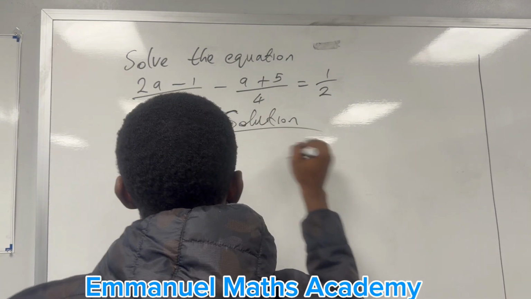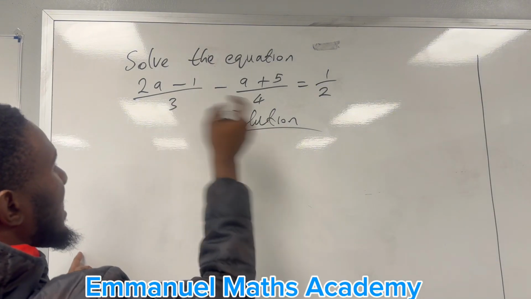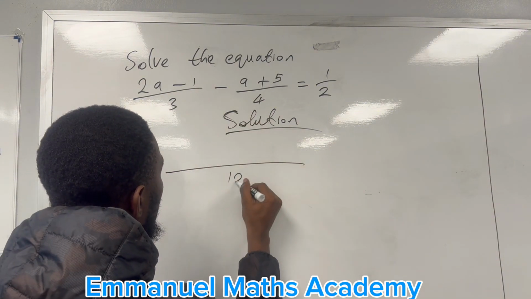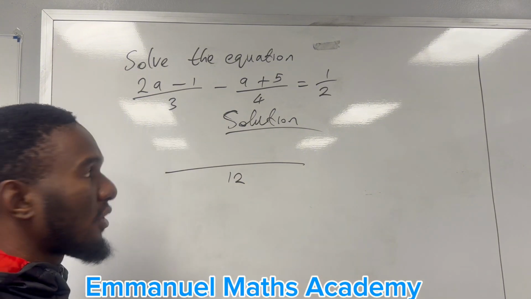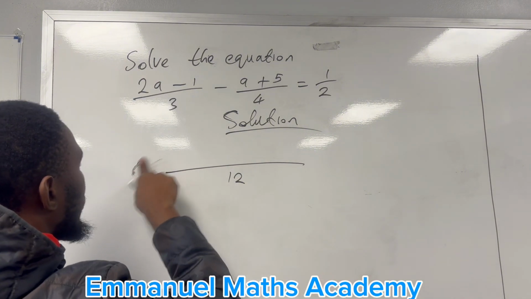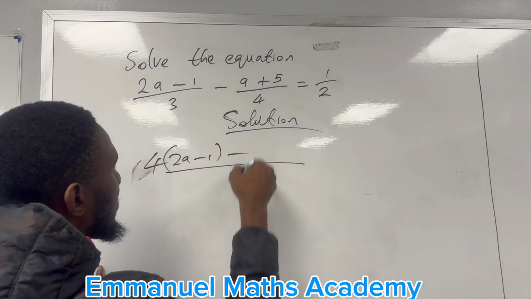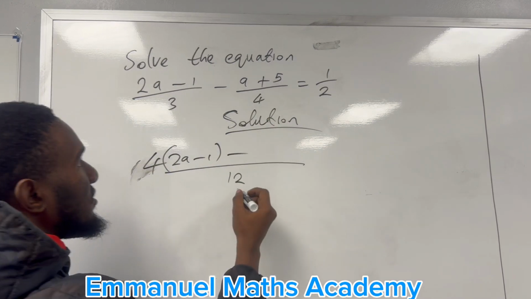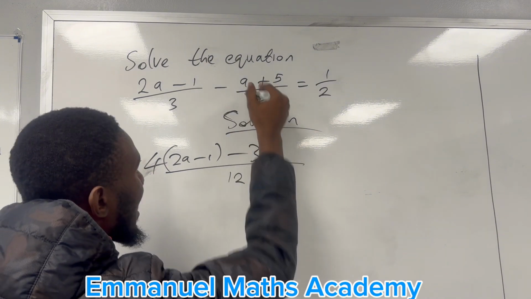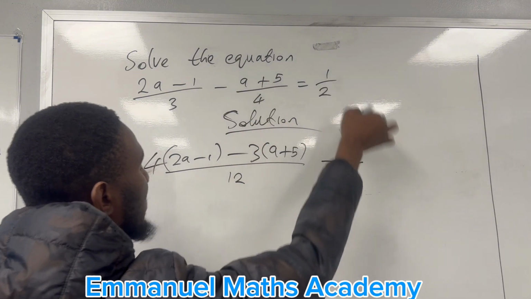You find the LCM of what you have in your denominator, which is 3. LCM of 3 and 4 will give you 12. So 12 divided by 3 will give you what? 4. 4 times what you have in your numerator, right? Minus 12 divided by 4 will give you 3. Then 3 times what you also have here. Equal to 1 over 2. Bring down your 1 over 2.